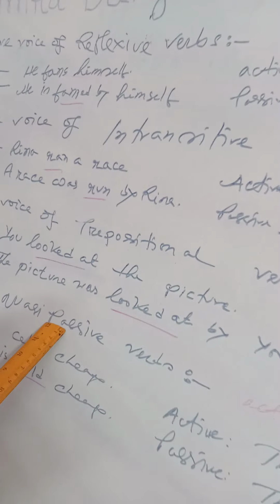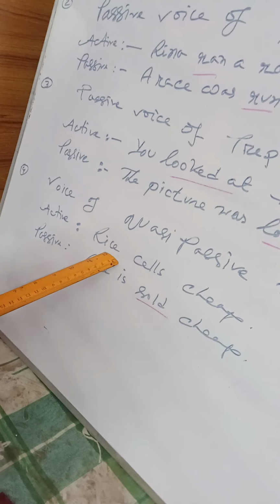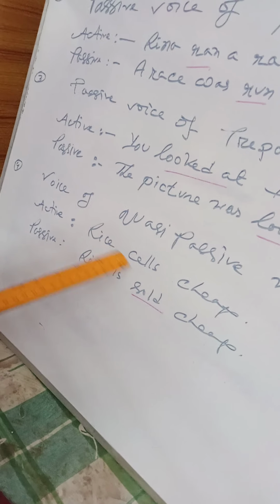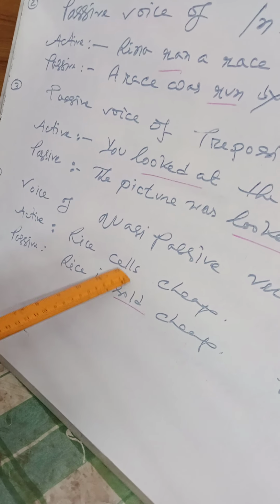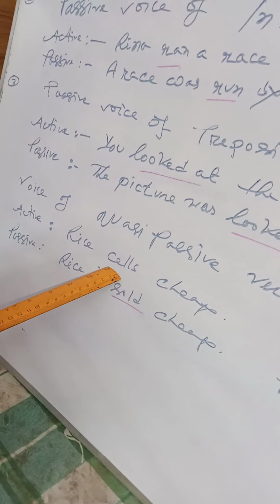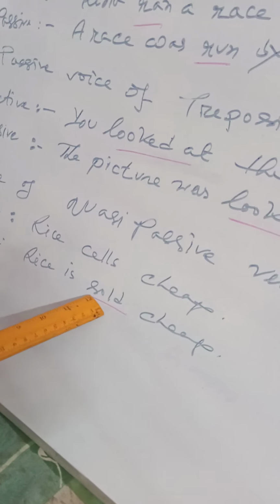The quasi-passive verbs are actually active verbs, but they express a quasi-passive sense. This is in the active form: rice sells cheap. The verb is in the form of a quasi-passive verb, so we have to follow the rules. Rice is sold cheap. As sell is in the present tense, it will be changed to the past participle, and the auxiliary verb obviously is, because it is in the form of present indefinite tense.